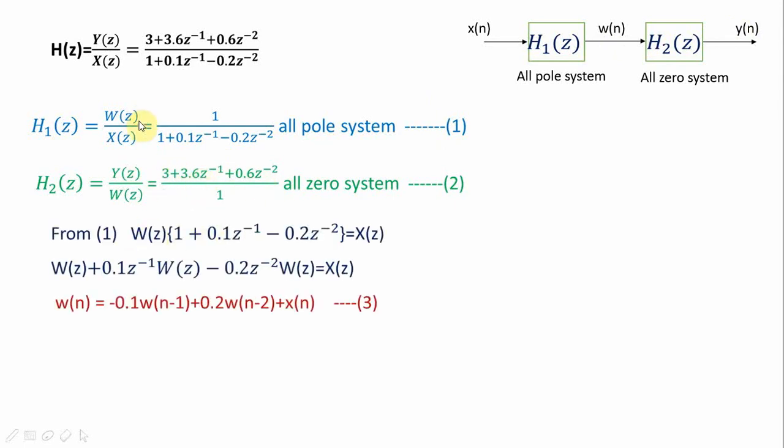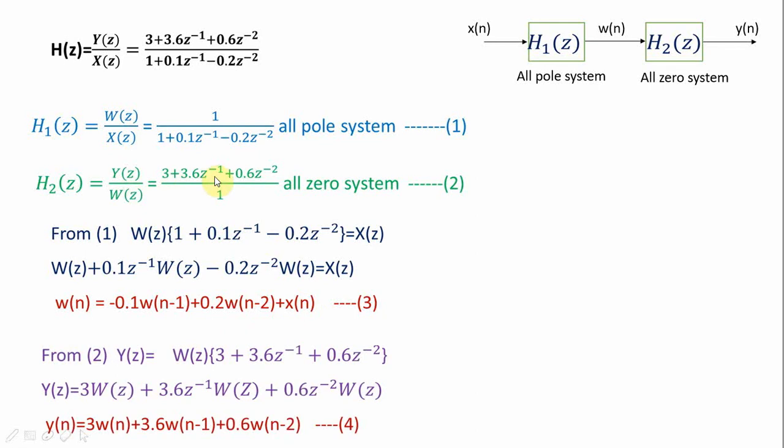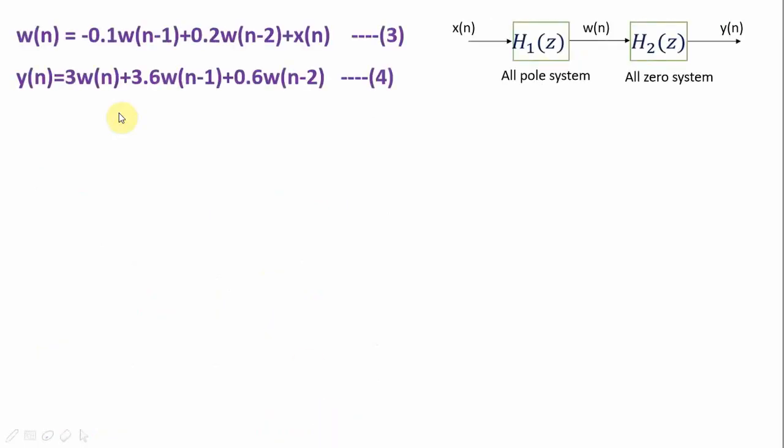So again from this relation 1, cross multiply and take the inverse z transform, we get w of n, that is output of the first subsystem, as minus 0.1 w of n minus 1 plus 0.2 w of n minus 2 plus x of n. And from relation 2, we solve for the output y of n given by 3 w of n plus 3.6 w of n minus 1 plus 0.6 w of n minus 2. So these are the two equations which give the output of the first subsystem and output of the second subsystem.